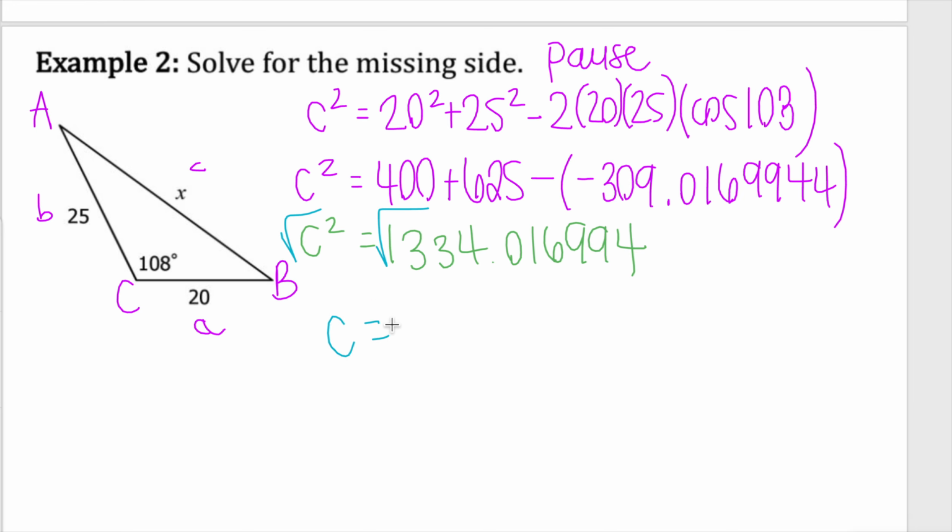So c is approximately 36.5 if we're rounding to the nearest tenth.